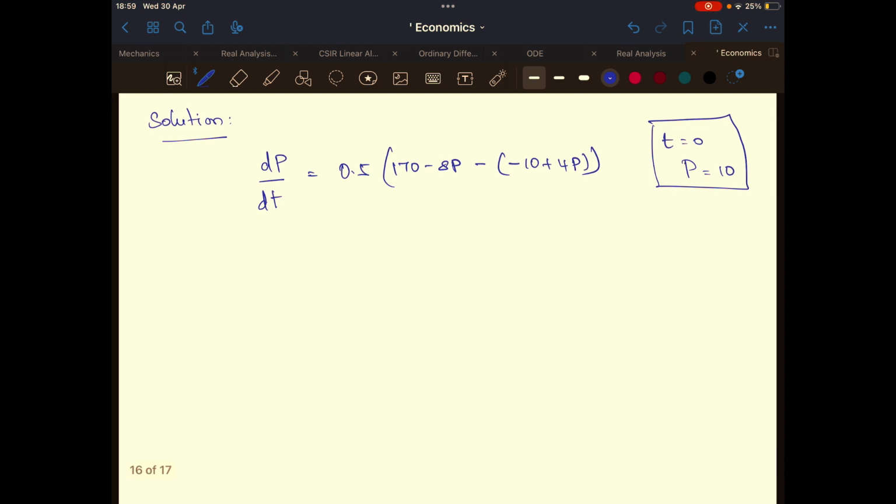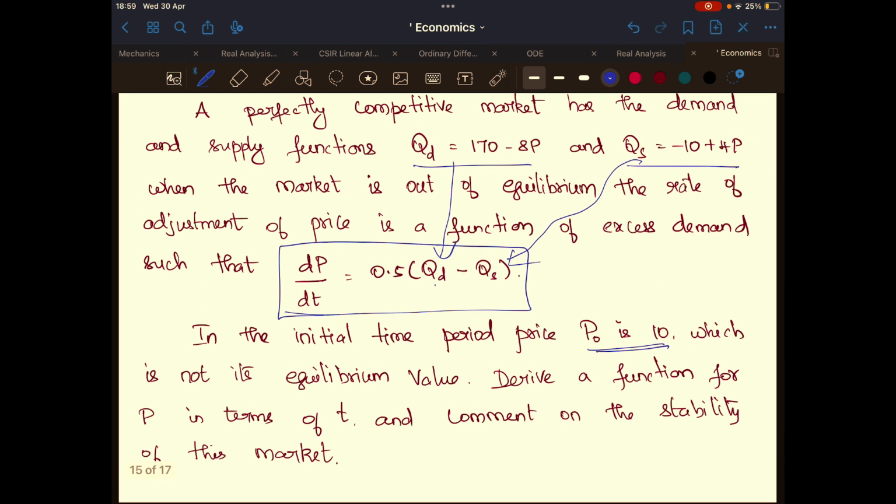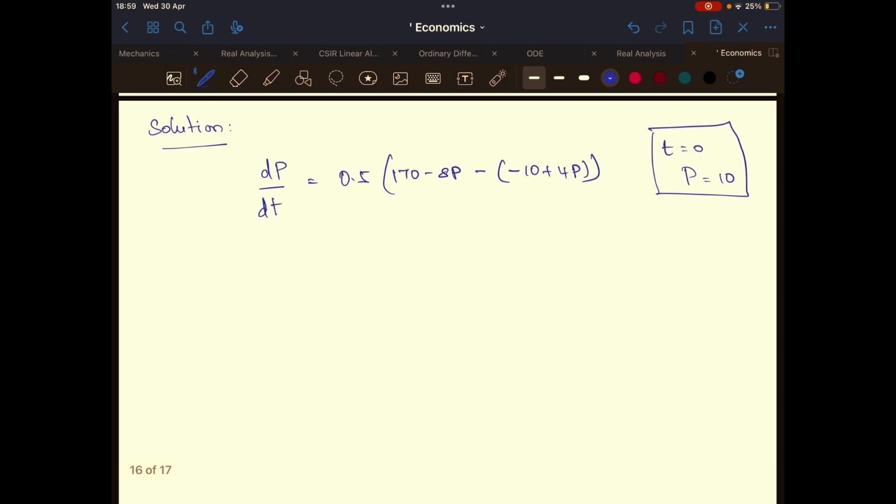Okay, so dp by dt, that's it. This is what you need, and you got it from the statement. The statement was very big to read, but it is very easy. Okay, you know how to solve it. dp by dt is equal to 0.5.